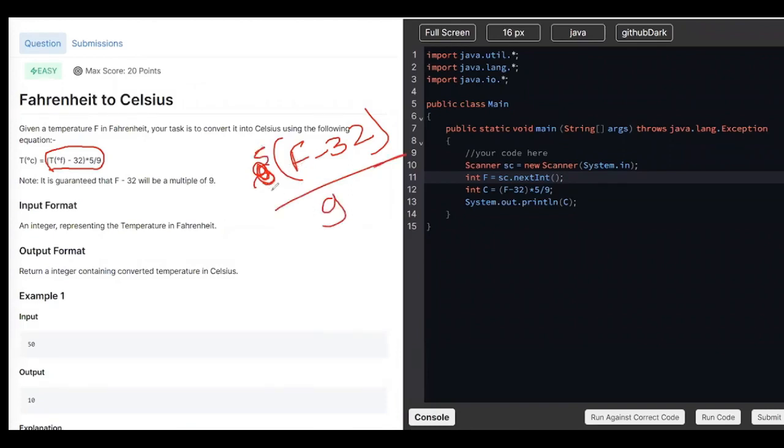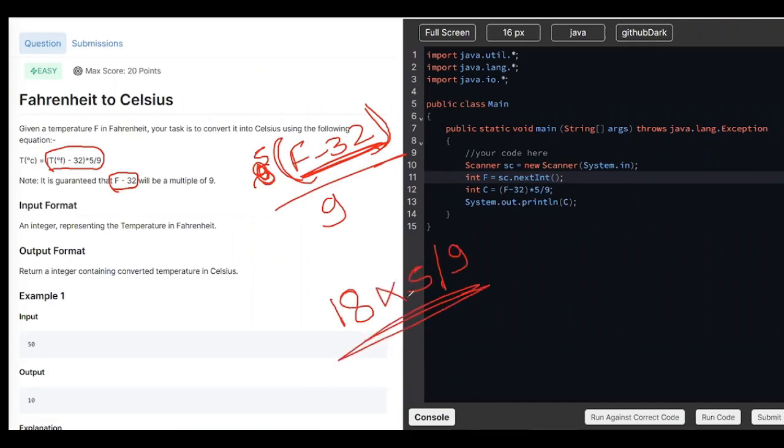Now what the note is telling you is that f minus 32 is a multiple of 9. So first of all we will evaluate f minus 32, and f minus 32 जो होगा ना, that will be a multiple of 9. So let's say f is 50, that means f minus 32 is 18. 18 is a multiple of 9, and then you are saying into 5 by 9. So guys, what operation will be performed first? First of all, into will be performed, right? So this is a multiple of 9 now. It has been guaranteed that f minus 32 is a multiple of 9.